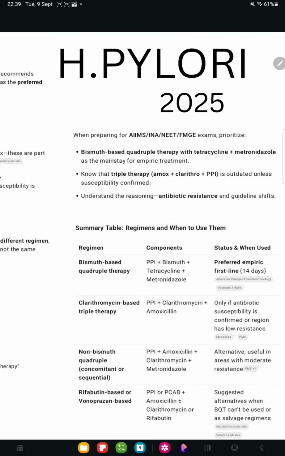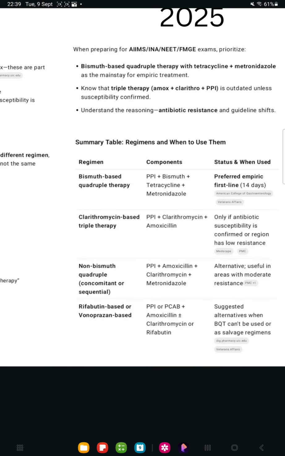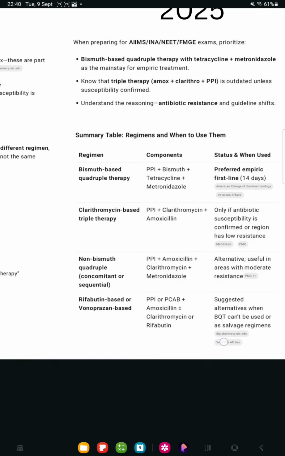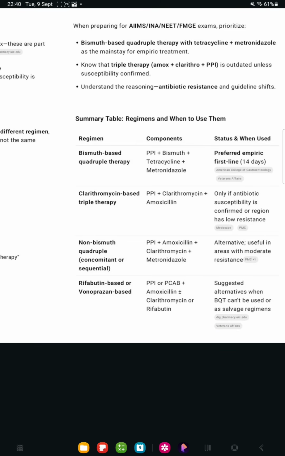Now, empiric treatment we have studied. Amoxicillin-clarithromycin we have to just remember is outdated, and now we have different regimens and situations when used. Bismuth-based quadruple therapy is the preferred empiric first line for 14 days. Clarithromycin-based triple therapy, which includes PPI, clarithromycin, amoxicillin, is given only if the antibiotic susceptibility is confirmed or the region has low resistance. And now the non-bismuth quadruple, this includes PPI, amoxicillin, clarithromycin plus metronidazole. It is an alternative and useful in areas with moderate resistance.